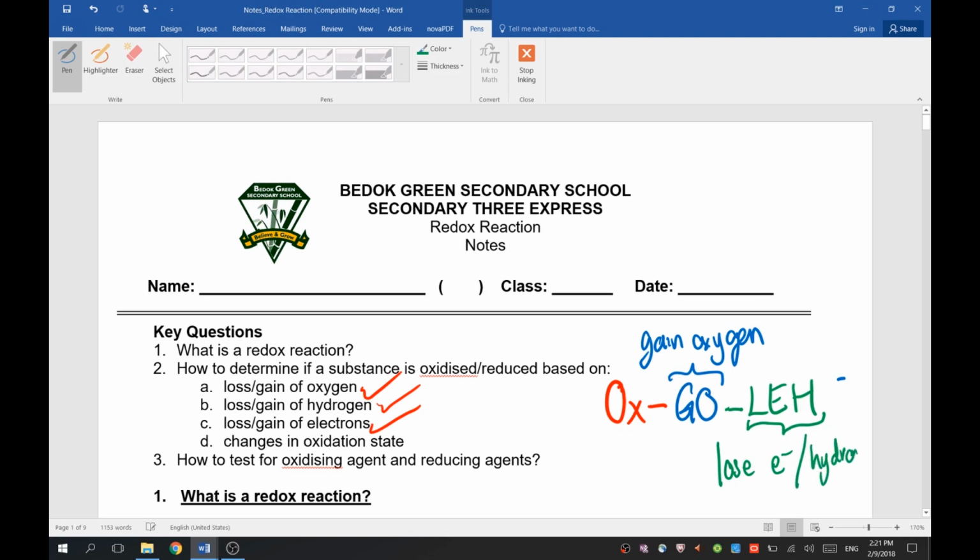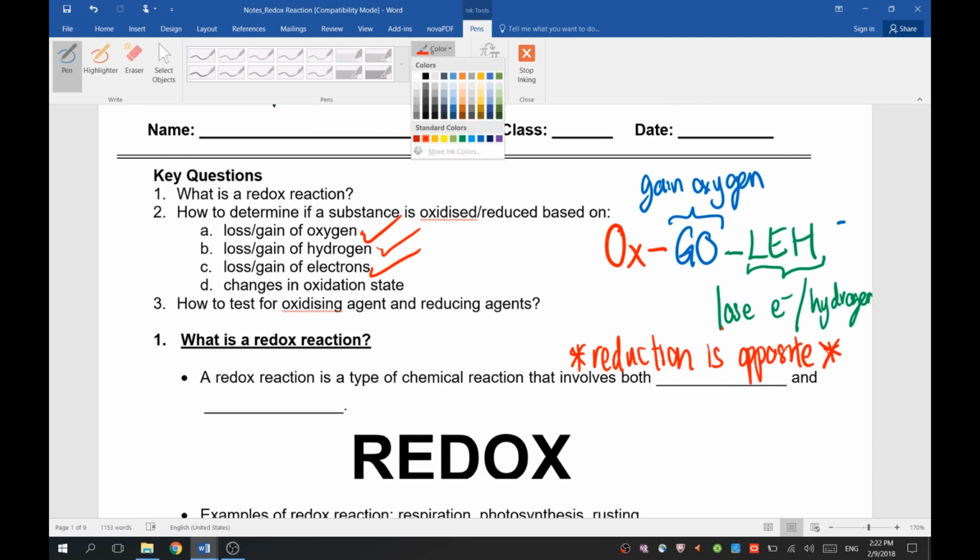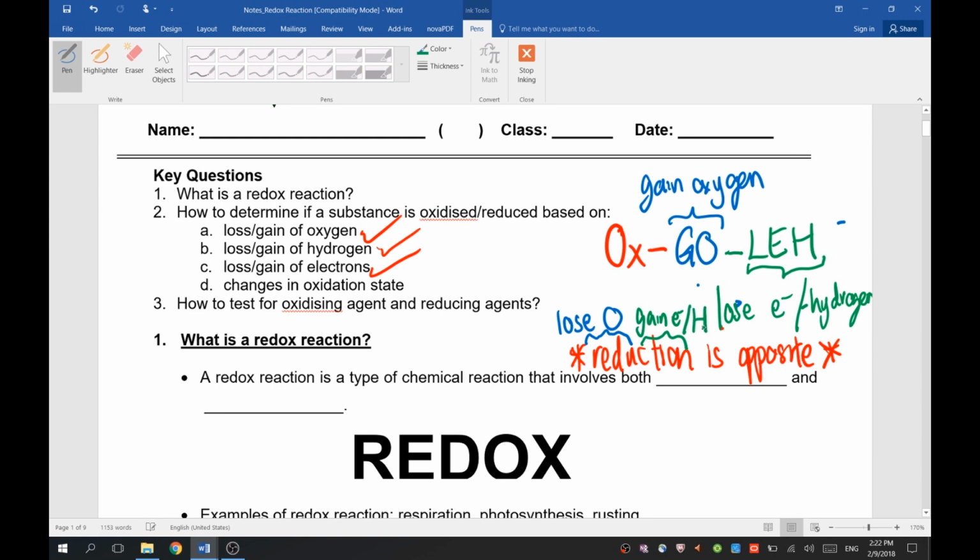So basically, what you have seen so far is how you can look at whether something gained or lost oxygen to see whether it's undergoing oxidation, or whether it lost or gained electrons or hydrogen to tell whether it went through oxidation or reduction. So if this is oxidation, all you need to know is the opposite will be reduction. For instance, in reduction, instead of gaining oxygen, you will lose oxygen. Instead of losing electrons or hydrogen, you will actually gain electrons or hydrogen. Right, so it's the opposite in this case, okay?